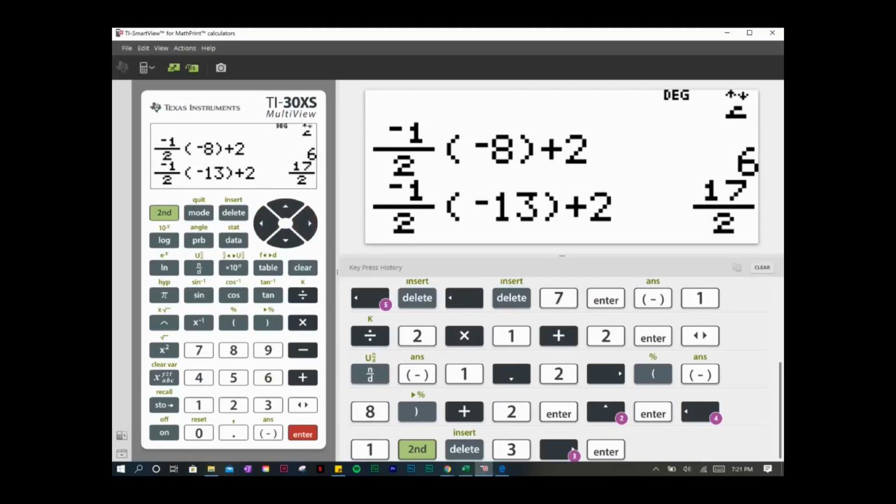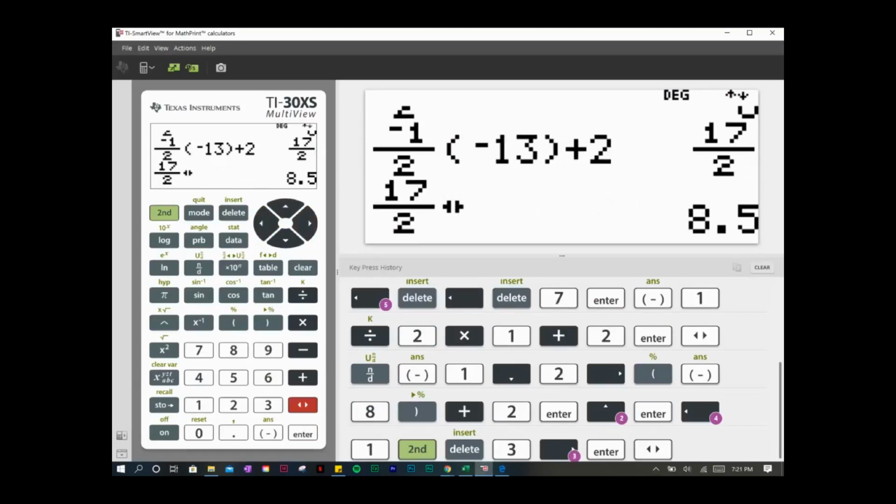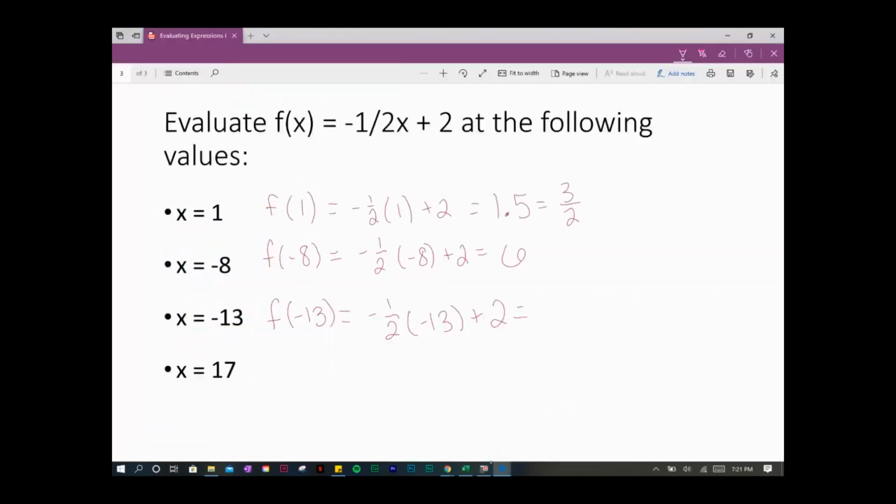And then hit enter. I get 17/2. And if I use the toggle button, that's 8.5 as a decimal. So 17/2 or 8.5 depending upon which way it wants it.